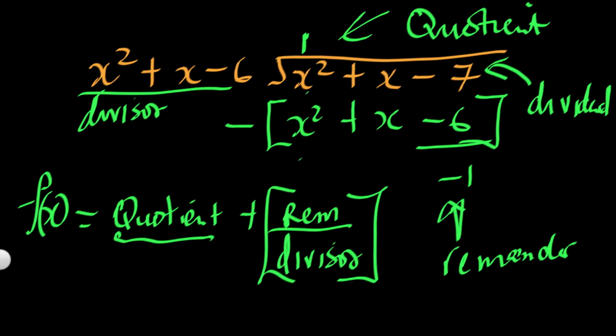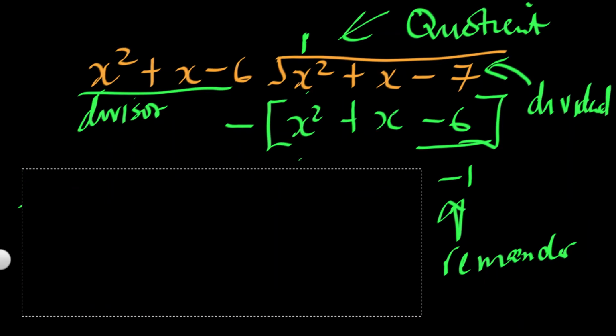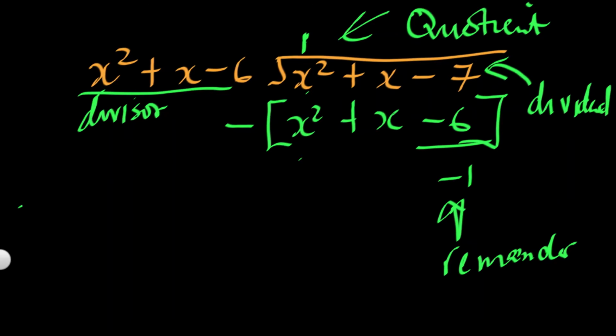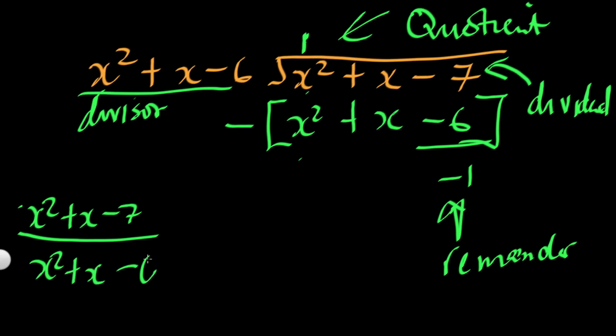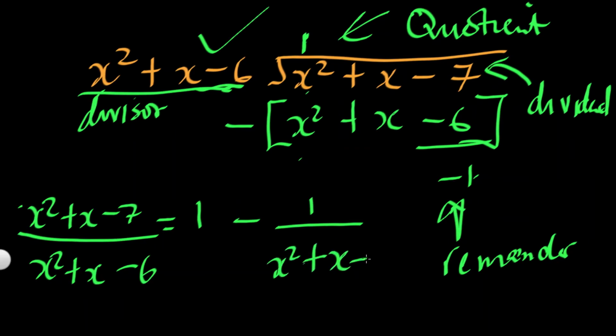So in our case, let us write our final answer that we should have from here. If we use long division, we'll still have the same answer for x squared plus x minus 7 over x squared plus x minus 6. This will be equal to 1, our quotient, plus our remainder, which is minus 1, over the divisor. This is our divisor here, x squared plus x minus 6. I got the same thing using long division.